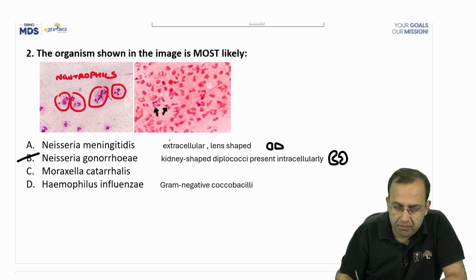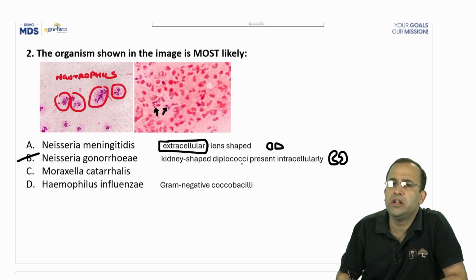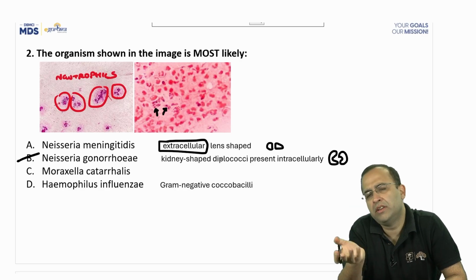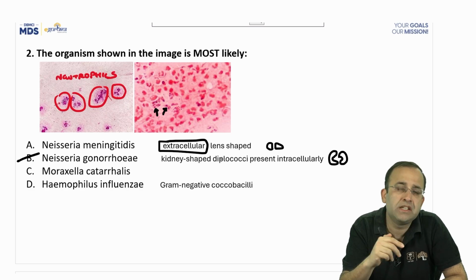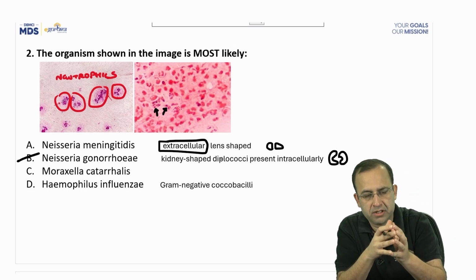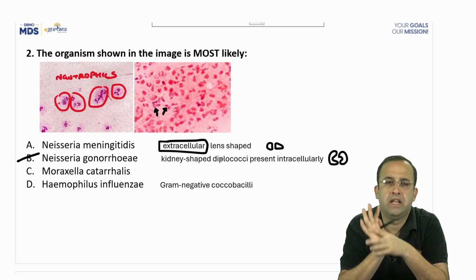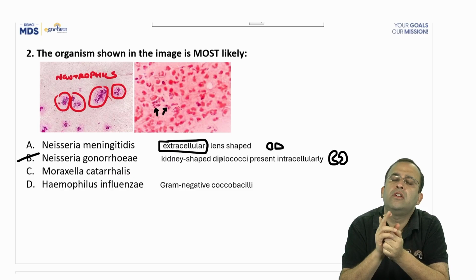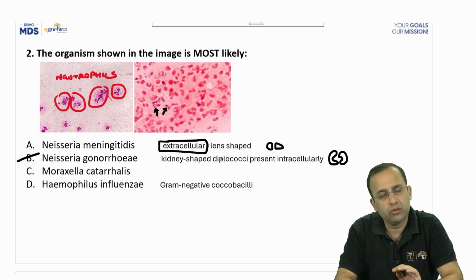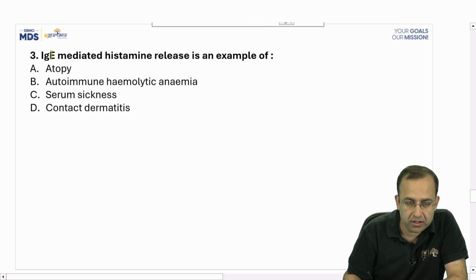It is lens shaped, mainly extracellular. It is associated with meningitis. That is meningitidis. Gonorrhea is kidney shaped, intracellular. Both of these are fastidious organisms. That is, they need special culture medium for growth. Gonorrhea is more fastidious than meningitis. Haemophilus influenzae, on the other hand, is a gram-negative cocobacilli. Fair enough. Sufficient. Next question.